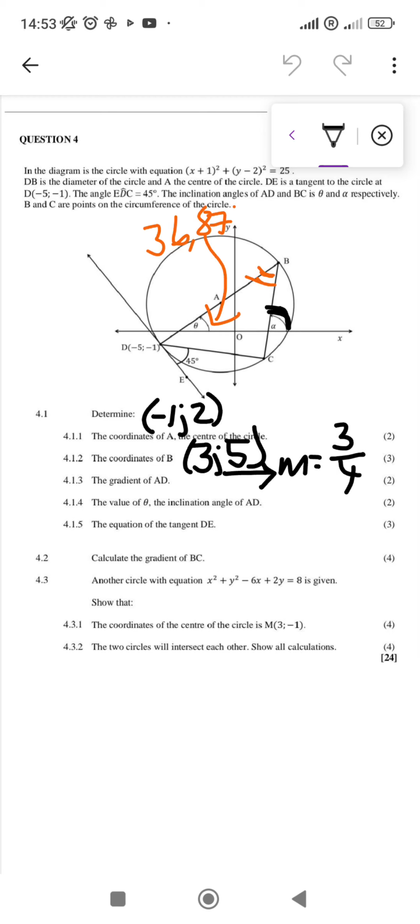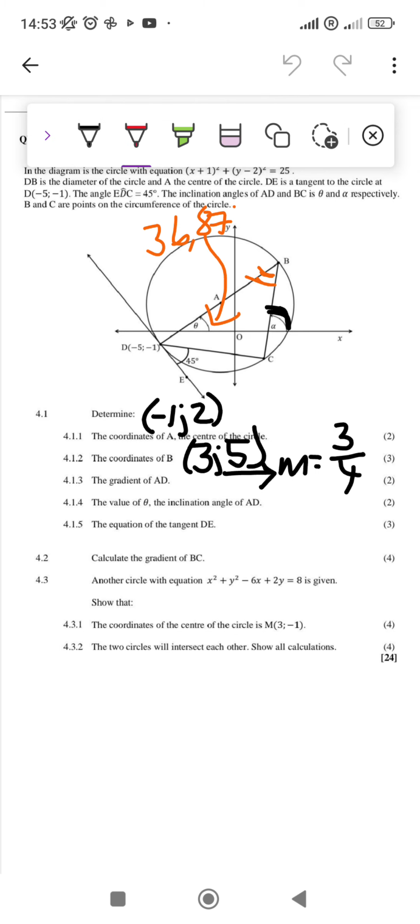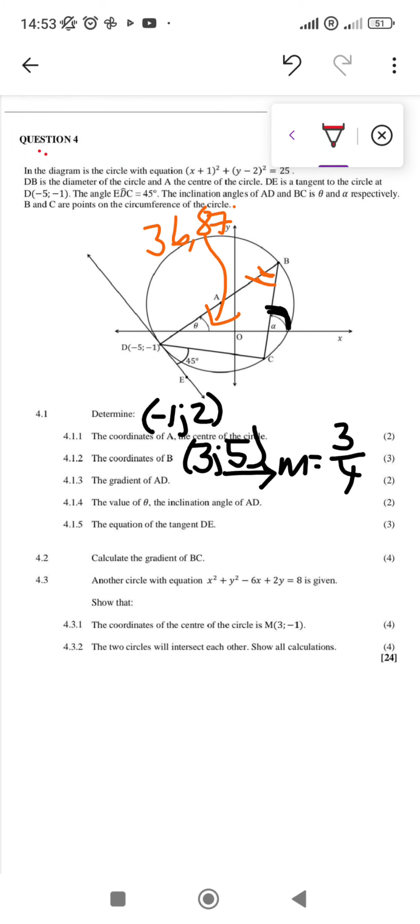Let's continue with 4.3. So they tell us that there is another circle somewhere. They tell us the center is at (3, -1). So maybe it's somewhere over here. So the center's there. We don't know what the radius is yet.